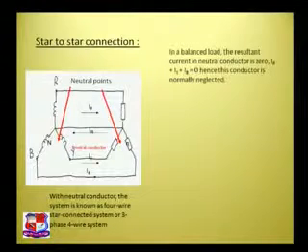Then next, we have two types of load: one is the balanced load and the other is the unbalanced load. In the balanced load, the resultant current in the neutral conductor is 0, because all the power factors and all the values are the same, so it is called 0.